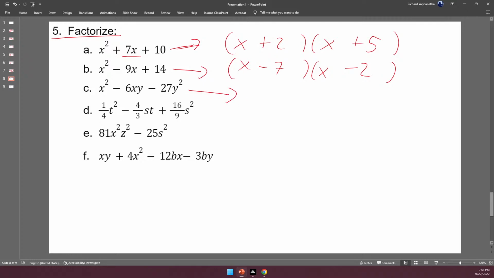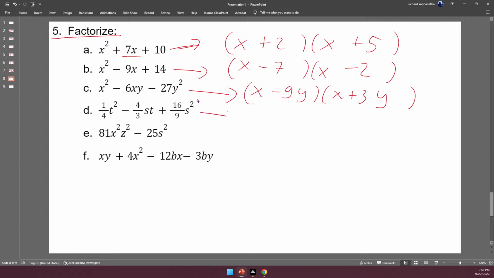It's the same. Yes, I know, but I'm not reading. And there is 6. It is 9 and 3. So we will have x minus 9 here, and x plus 3 here, and we put the y here. It is the same method.